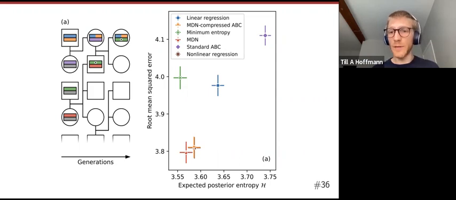And then in the bottom left-hand corner, which is where we want to be, we have nonlinear regression, so a more rich regression model, the mixture density network compressed approximate Bayesian computation, and the mixture density network itself. So all of these methods do quite well. But remember, the nonlinear regression can have surprising properties if the posterior distribution is multimodal.